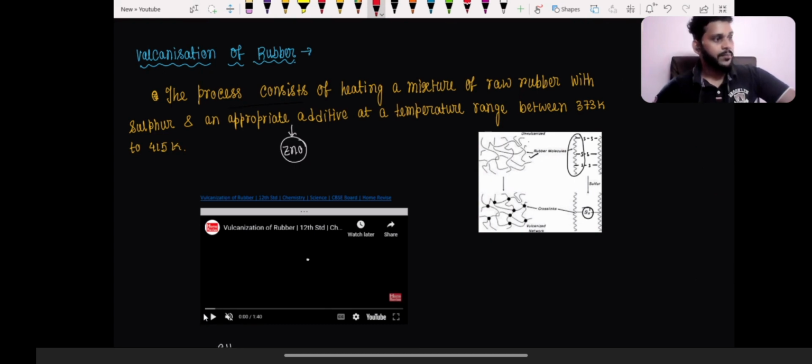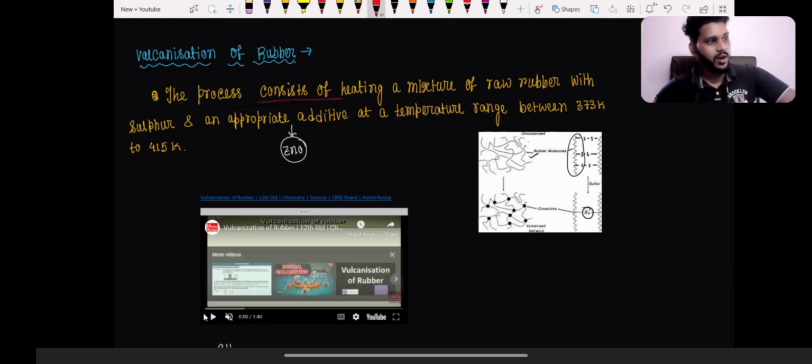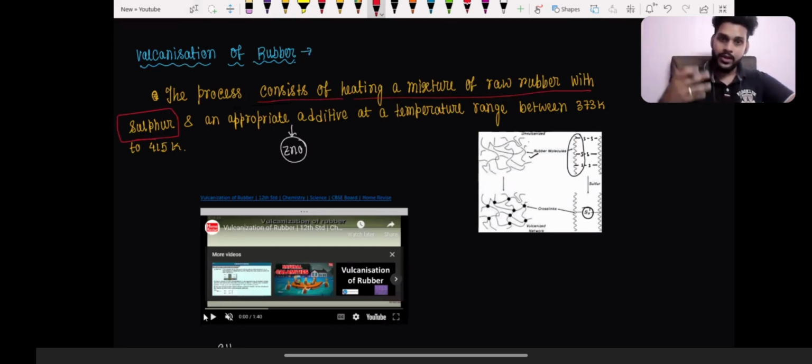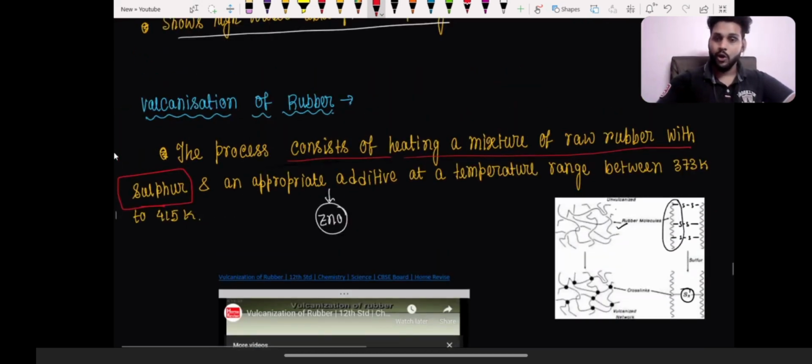The process consists of heating a mixture of raw rubber with sulfur. Depending on how much sulfur you give, your rubber will be that much stronger. If you give a lot of sulfur, then your rubber would be very, very strong. So for tires, we use a lot of sulfur in the rubber, but for normal cases, we don't use that much sulfur.